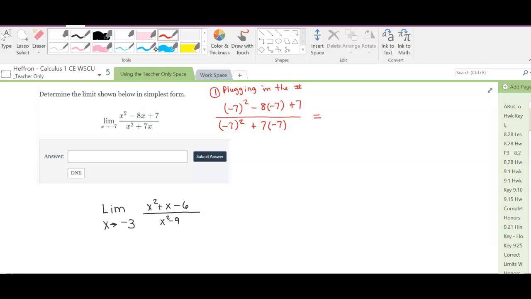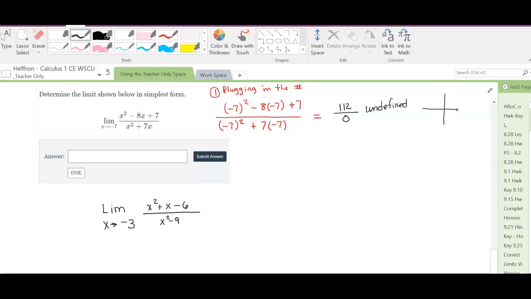Well, I went ahead and used my calculator because there's no reason not to. And I got 49 plus 8 times 7, because both those negatives, plus 7 more, 112 in the numerator over 0 in the denominator. Well, that value is undefined because we can't divide by 0.